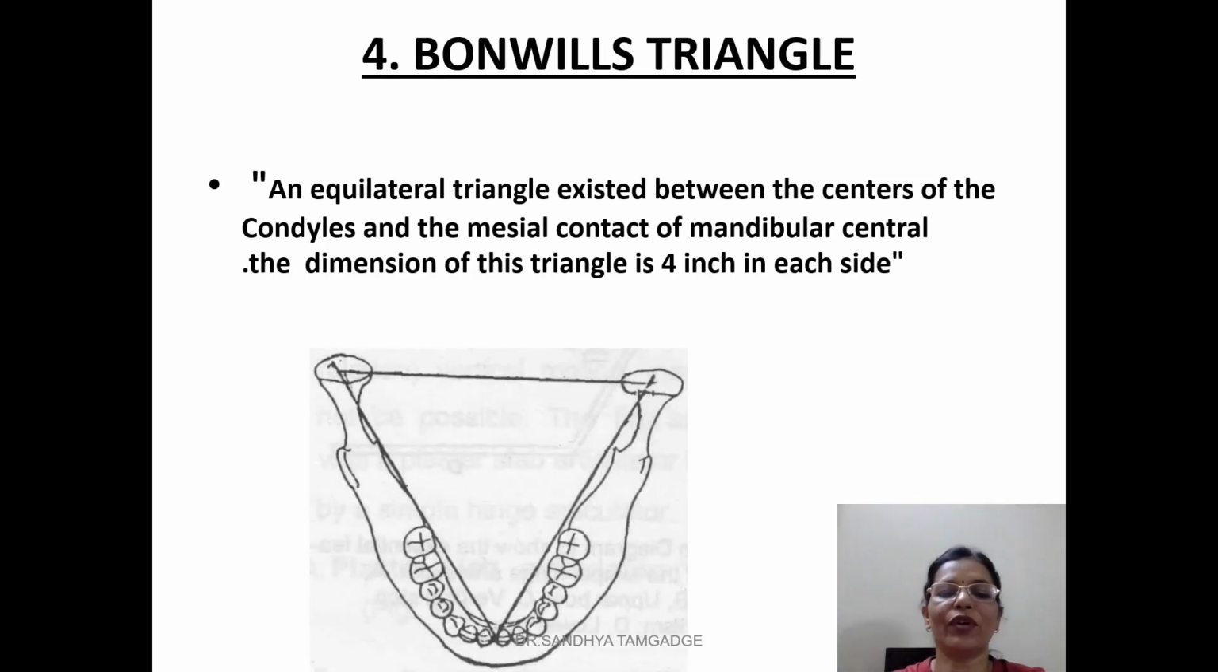Now let us see Bonwill triangle. It is an equilateral triangle that exists between the center of the condyle and the mesial contact of the mandibular central incisor. So we need 3 points for a triangle. Two are present in the center of the condyles and one is between the incisors. If you join 3 points, it will form a triangle, and the dimension of each side is 4-inch. And if all sides are 4-inch, that means occlusion is normal. If it is not, then occlusion is not normal. This is how we can guess.